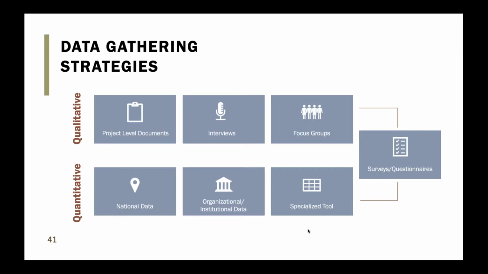So qualitative data can be obtained through project level documents, interviews, focus groups. Quantitative data can be obtained through national data like the Clearinghouse data, Bureau of Labor Statistics, organizational institutional data, or some type of specialized tool. Surveys and questionnaires cross both lines in terms of qualitative and quantitative data. Quantitative, if you have question items that you can analyze and create descriptive statistics on. And then qualitative data, because you may have open-ended items in which people are providing responses.